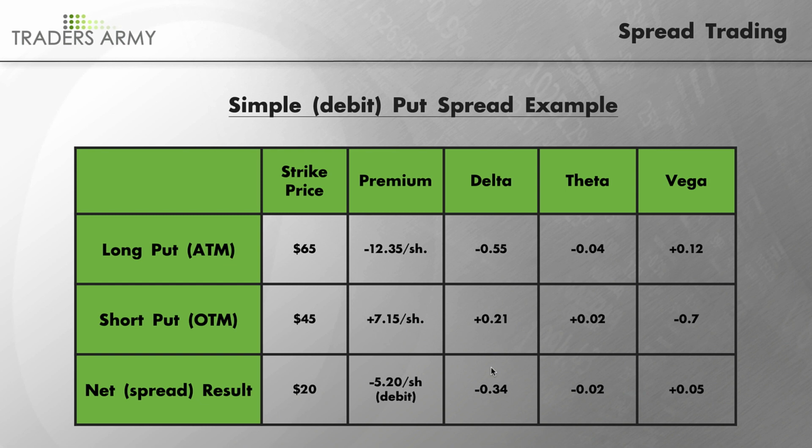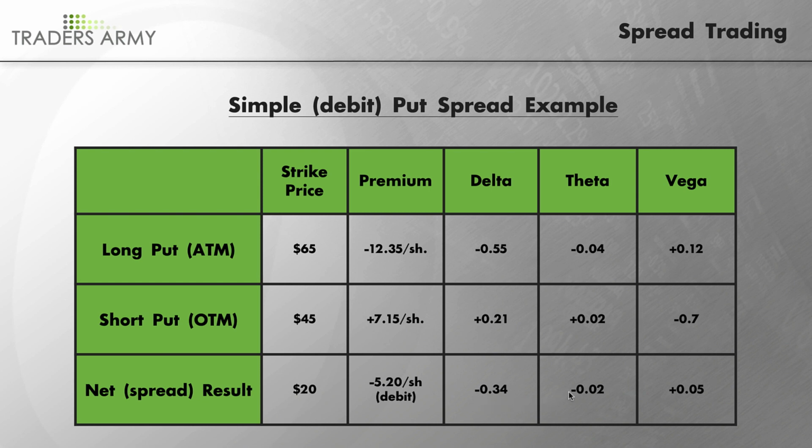Now, when you net out your negative 55 delta and you subtract your 21 positive delta, you're actually still negative deltas, which means which direction do we still need the stock price to go? We still need the stock price to go down because we have a net negative delta position. If the stock price were to go up in this debit put spread, then that would negatively impact our position and we would be losing money.